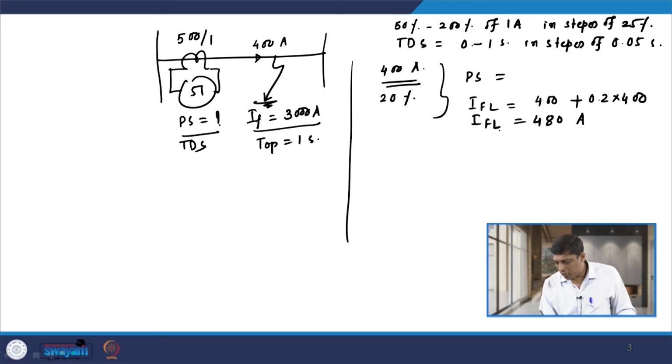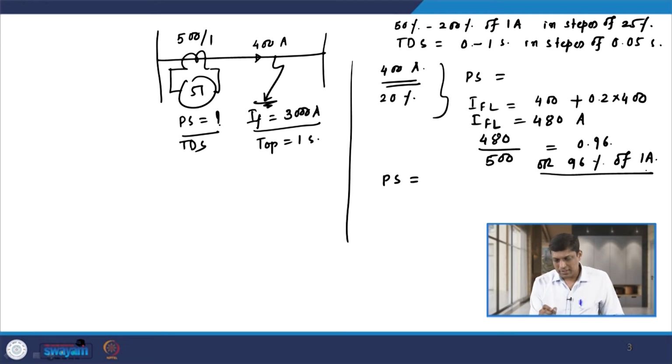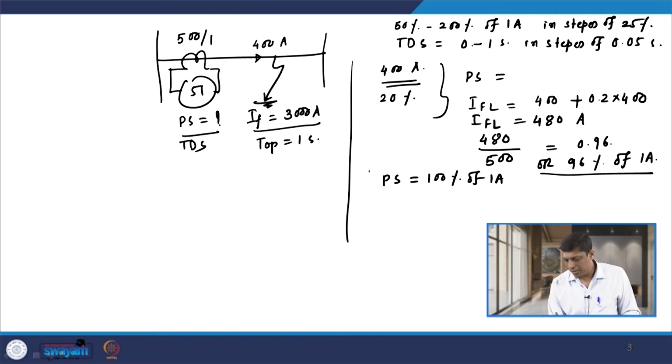So, if I divide this 480 by the CT ratio, that is 500, it comes out to be roughly 0.96, or in percentage 96%. This is of the relay rated current on the secondary side, 1 ampere. Now you can decide the plug setting based on this value. The setting range of this relay is 50% to 200% of 1 ampere in steps of 25. So, above 96%, the next step available is 100%. So, we can decide the setting of the relay as 100% of 1 ampere. So, this is one thing that we can calculate.